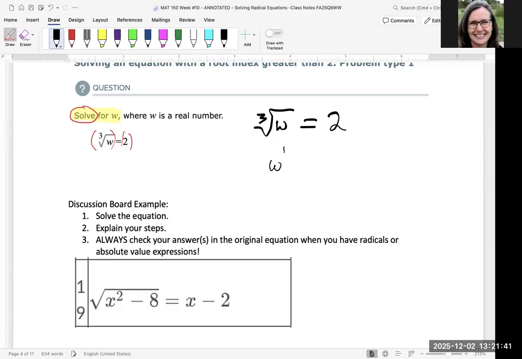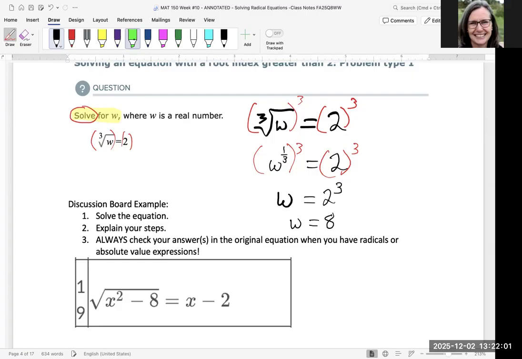Now, if you prefer to write this as W to the 1/3 power, you can, but you don't have to. Either way, you're going to cube both sides of the equation. And either way, you will end up with W is 2 cubed, or 2 times 2 times 2. Final answer.